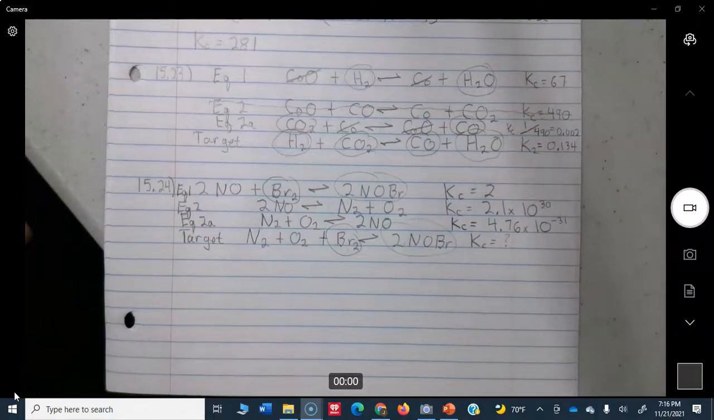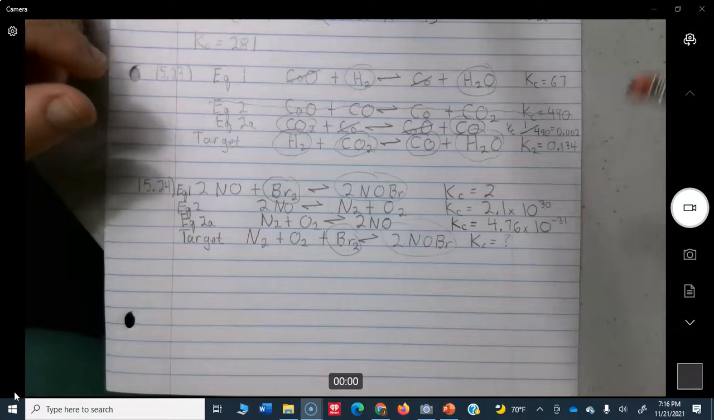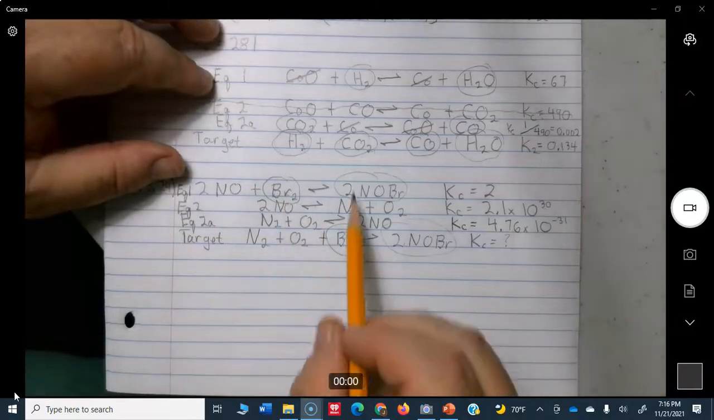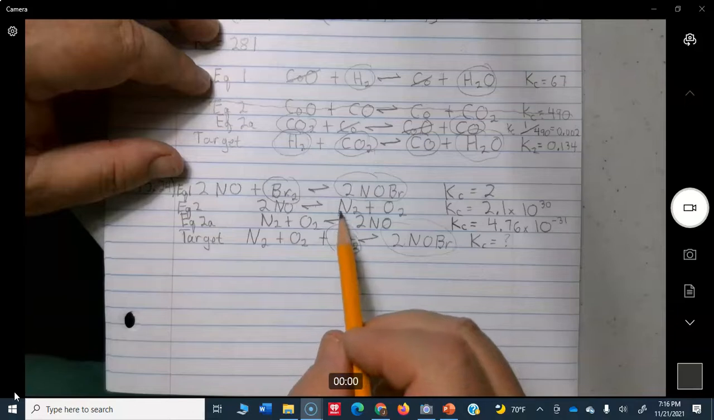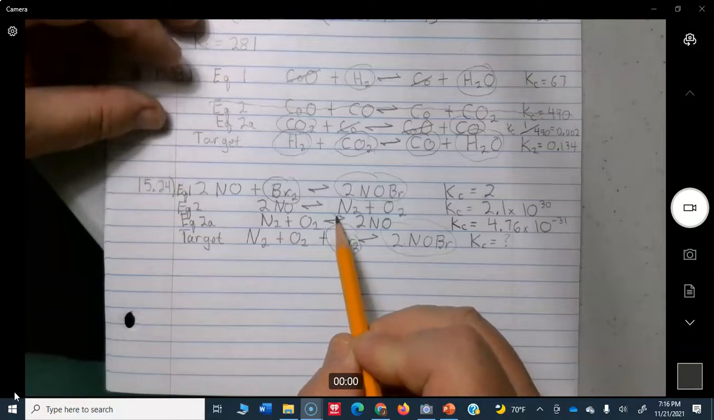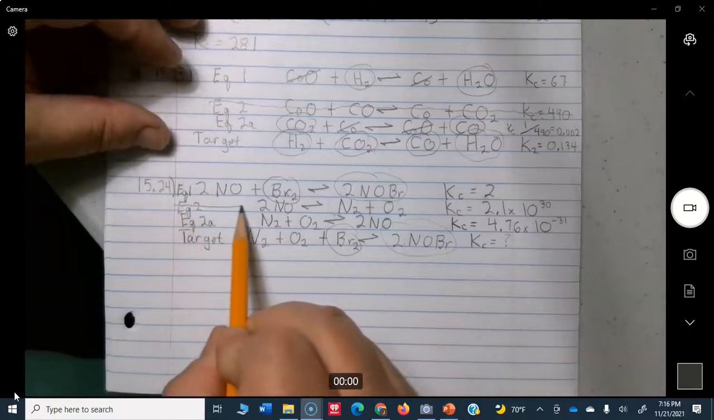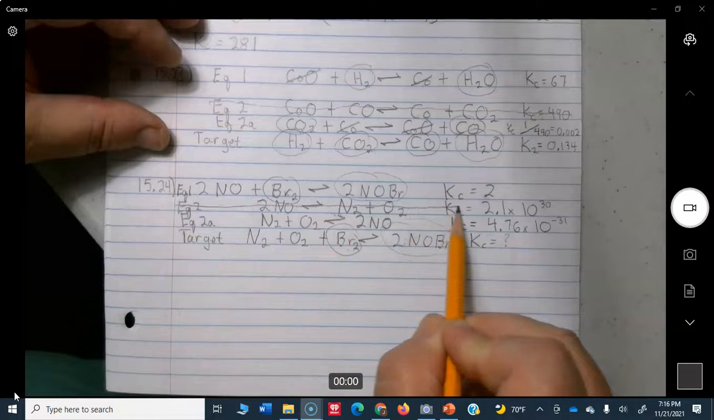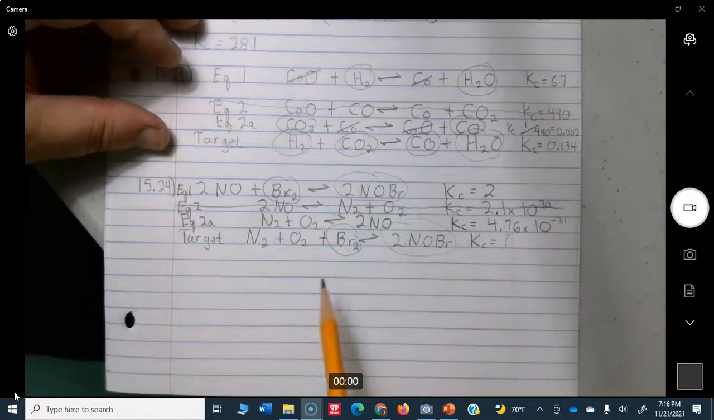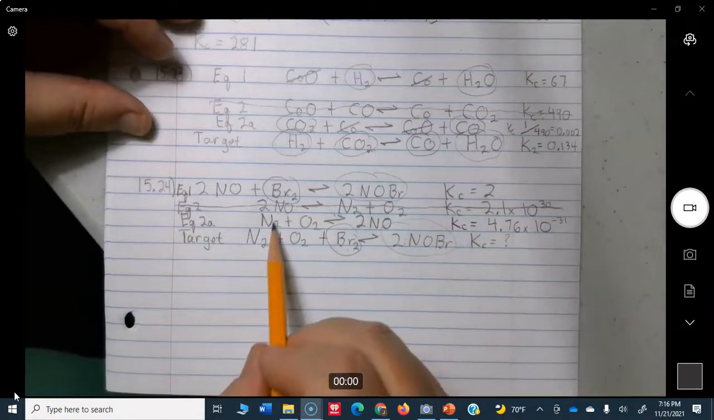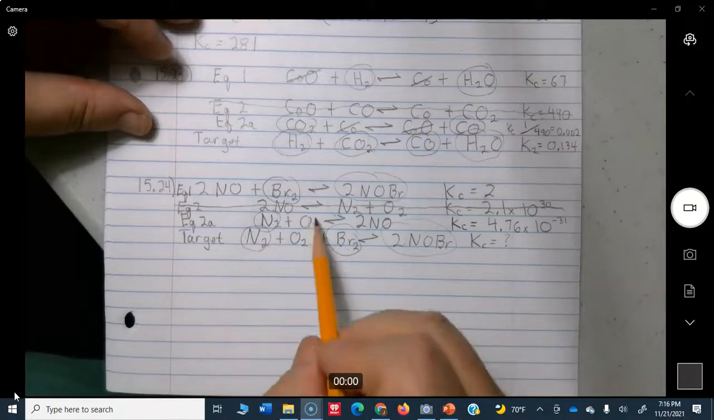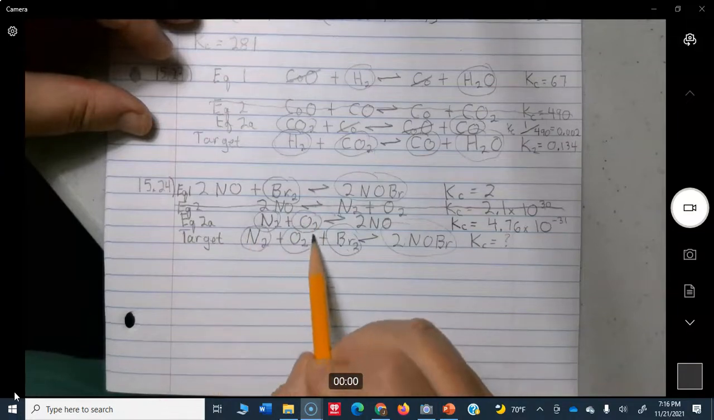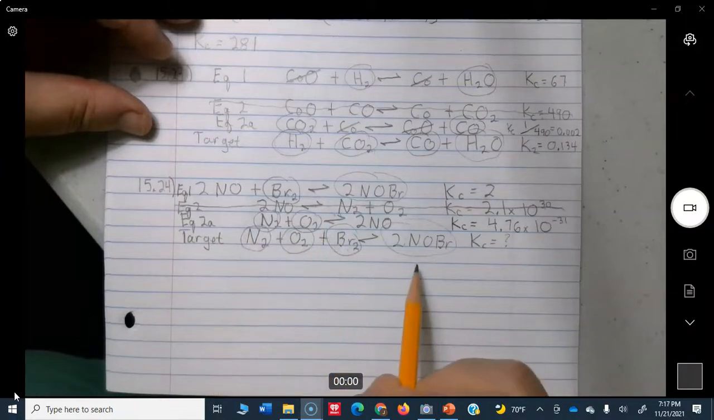Okay? All right. So let's go ahead and check our numbers. So we already checked the Br2 and the 2NOBr. That's good. The N2 on the right side of equation 2, whoops, we got to be sure we scratch this out because otherwise you might accidentally use it. Okay? So we have N2 on the left side of equation 2a and on the left side of the target. Same with O2. And everything else checks out.